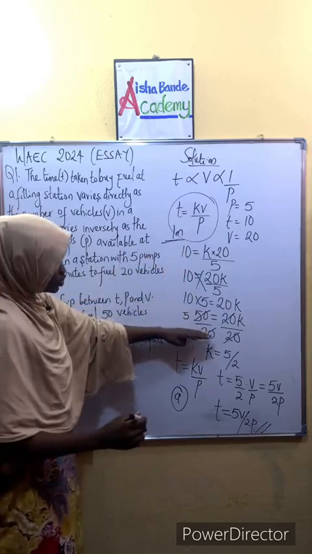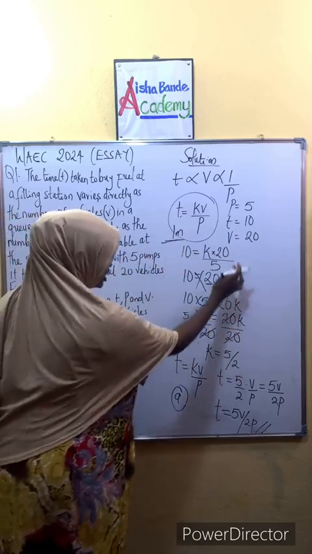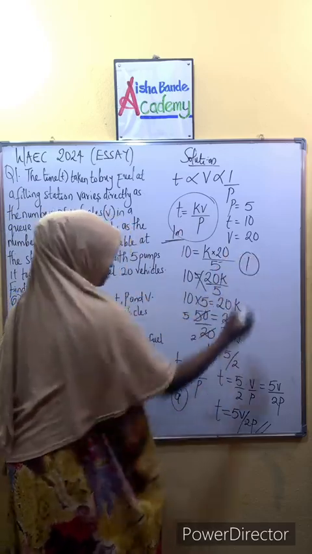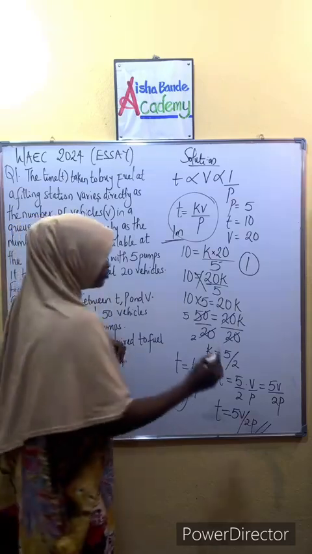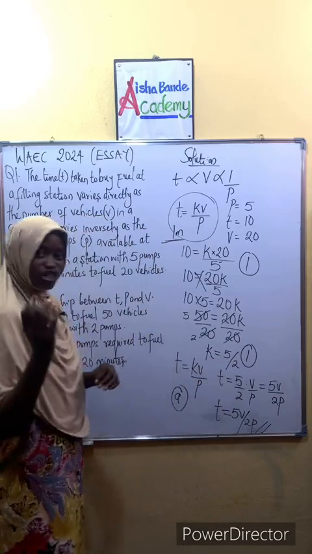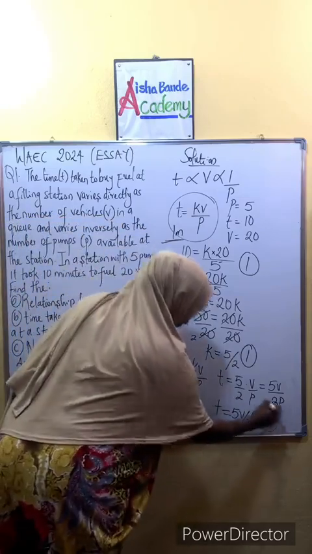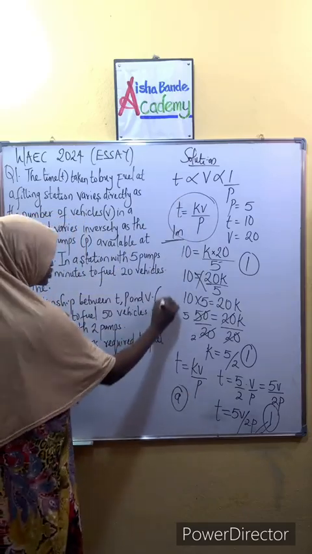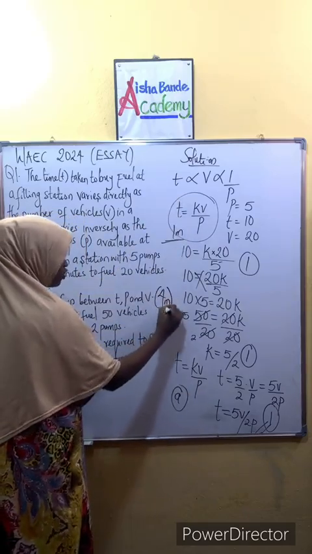When you substitute all of these values, substituting here, all these values we substituted gives us another 1 mark. Getting the correct value for K gives us 1 mark, and getting the correct relationship gives us another 1 mark. So the total score for question 1A is 4 marks. So here already we have 4 marks, okay?